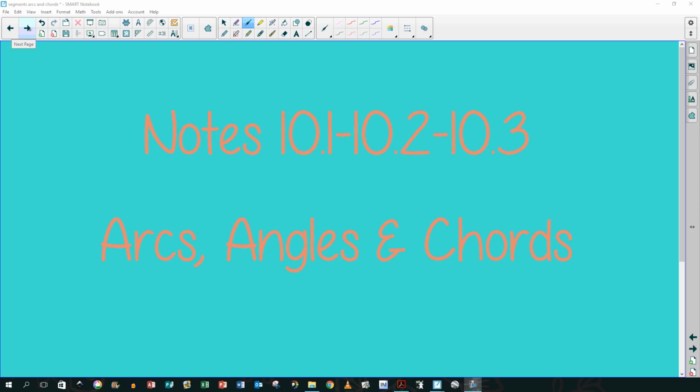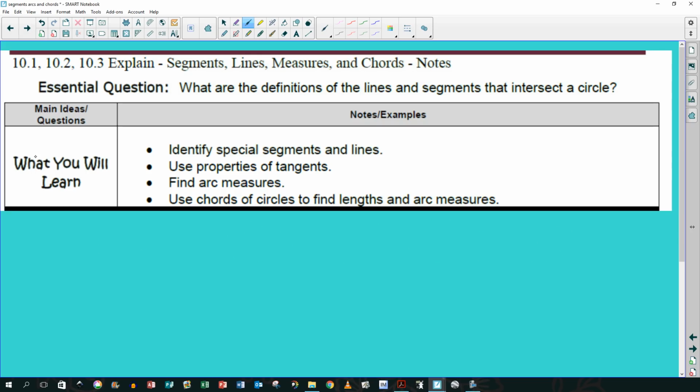We're starting our circle unit, so there's a lot of things about circles that you already know, and we're just going to add to it. All right, so what we're going to do is we're going to look at definitions of lines and segments that intersect circles, because there are lots of special properties with the angles and the segments themselves. We're going to identify special segments. We're going to use the properties of tangents. So I know we've seen this word when we were doing trig, but it's actually a line. We're going to find arc measures, and we're going to use chords of circles to find lengths and arc measures.